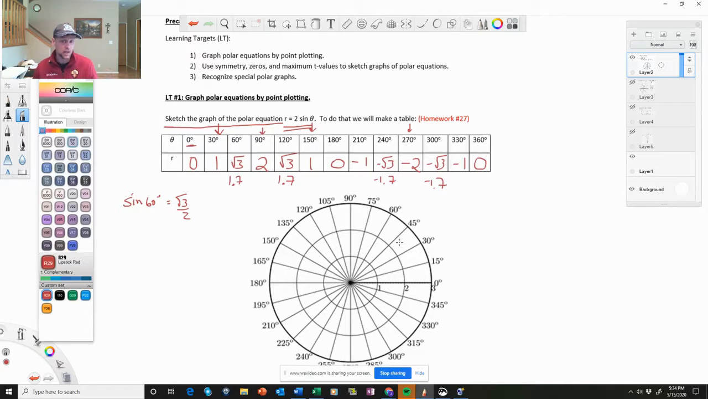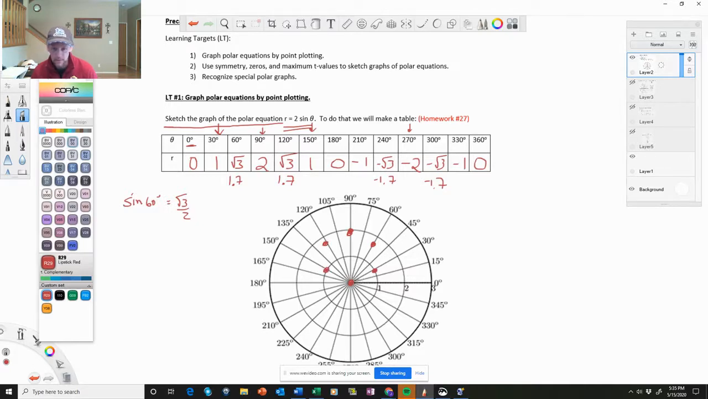Last lesson you learned how to plot points, so let's plot. So 0, 0 is right here. 30 degrees and 1 is here. 60 degrees and 1.7 is here. 90 degrees and 2. 120 and 1.7. 150 and 1.